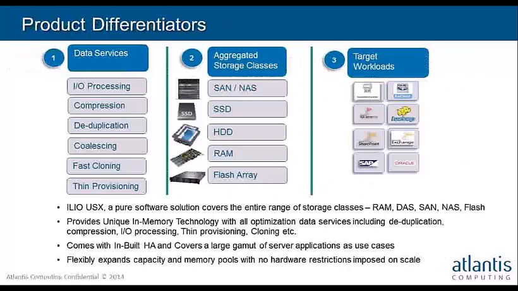So quickly, I just wanted to talk through the product differentiators one more time before we jump into a Q&A session. Essentially, ILIO USX has 3 large areas of differentiation. We provide the storage data services at the hypervisor layer, and that includes our deduplication, compression, I/O processing, and cloning features. We can aggregate across all storage classes, and this includes shared storage, flash, DAS, RAM, and flash array.